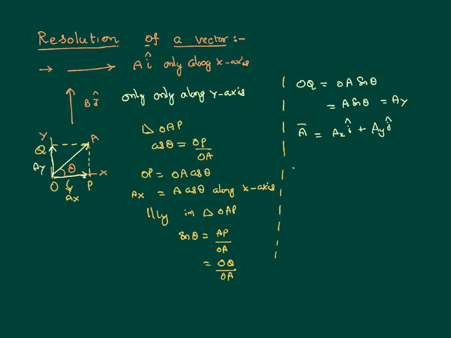I can also write, in the given diagram, tan theta equal to opposite side by adjacent side. Opposite side is AP, adjacent side is OP. AP is equal to OQ, so OQ by OP. OQ is the y component, OP is the x component. So I can express the angle theta made by the vector with the x axis as tan inverse of AY by AX. Thus we can resolve a vector into components.